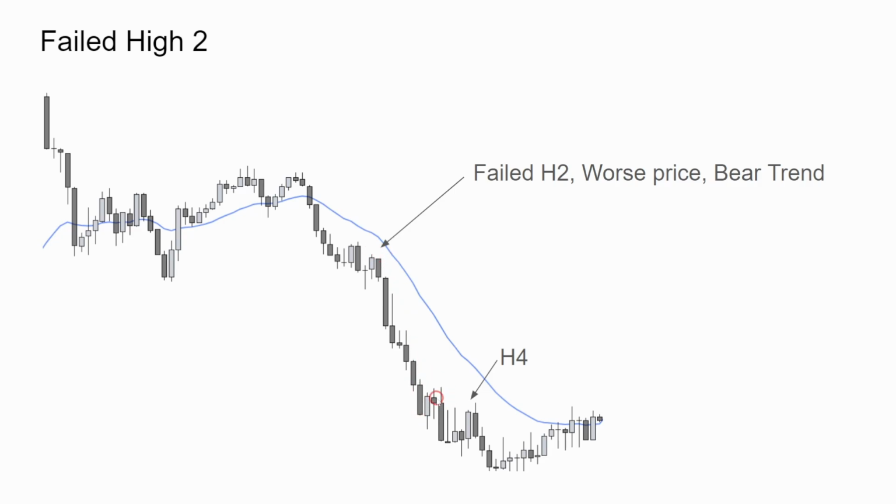Here's your high 3, another leg lower, and a high 4. Here, if you buy this long, you have to buy more lower, but we've been under the EMA for a very long time, so we could be in a bear trend. It's better to just wait.